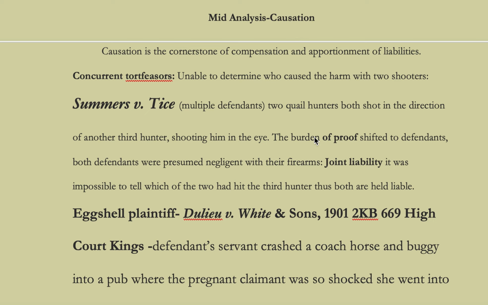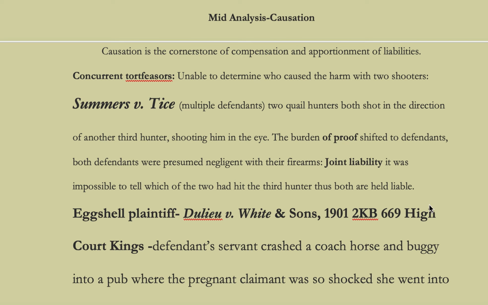So the Summers versus Tice case, I'm going to just quickly tell you in a nutshell. There were 3 hunters out hunting quail, and 2 of them were together, and they heard something, and they went and shot at what they heard, and it was another hunter, and they shot him in the eye. And so they both shot at the same time, and they didn't know who to blame.